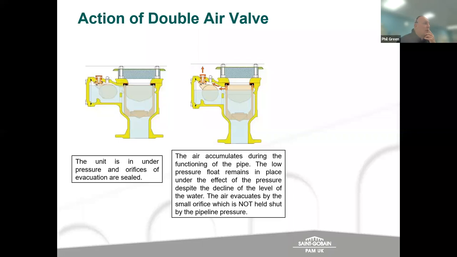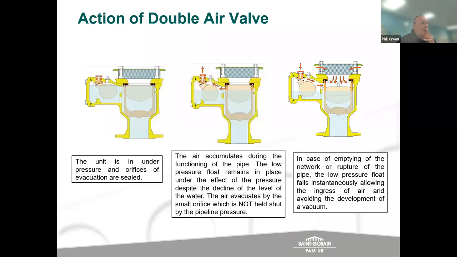So in the case of emptying, what then happens is the network empties, or there's a rupture in the pipe. The low pressure air valve at the side opens, and then the large orifice valve drops with the height of the water to allow bulk air back into the system. So in simple terms, that's how a double air valve works, and that's how we get air in and out of valve systems. So that's a double orifice air valve in its simplest form.